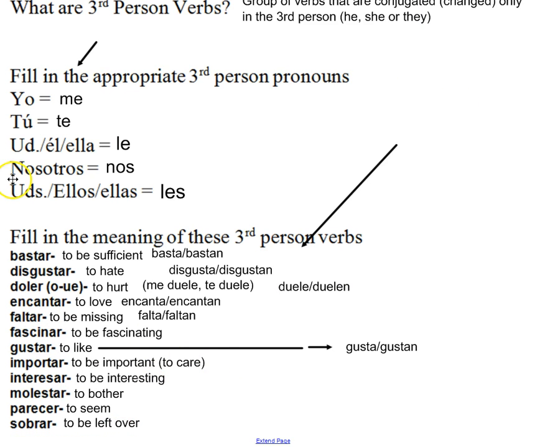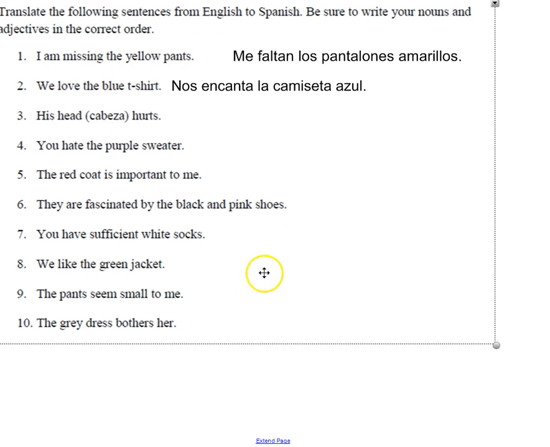Cool. All right. So you have an activity that involves filling the rest of this out. Go ahead and complete that.